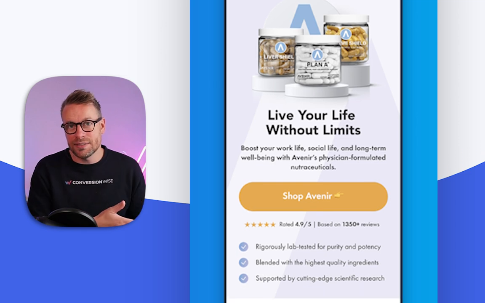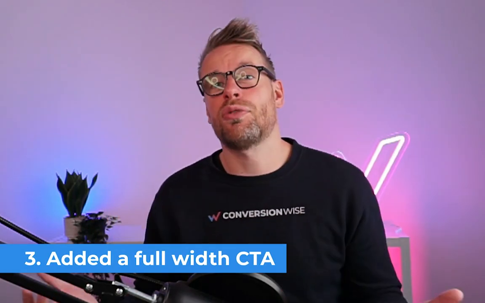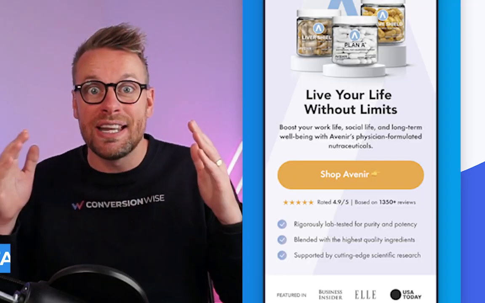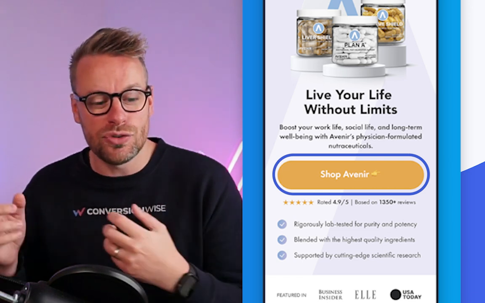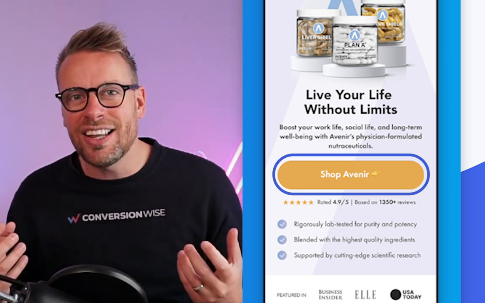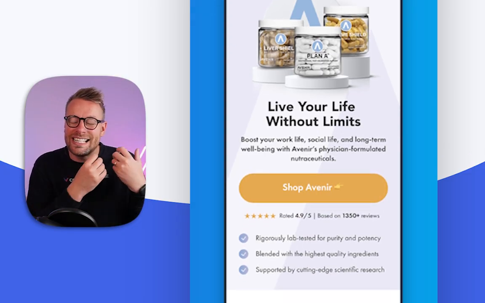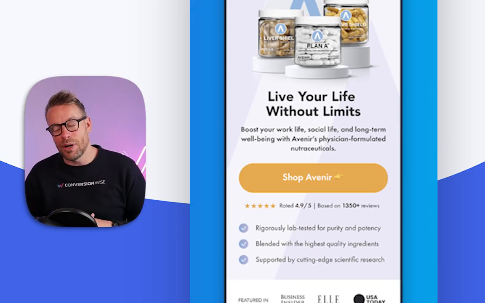Speaking of purchase, point number three is we've just created a better and more clickable call to action above the fold. We've made it full width, we've made it bigger, we've used a directional cue, and we've made it a color that actually stands out against the brand color, so therefore it's more likely to get seen and clicked by your customers.